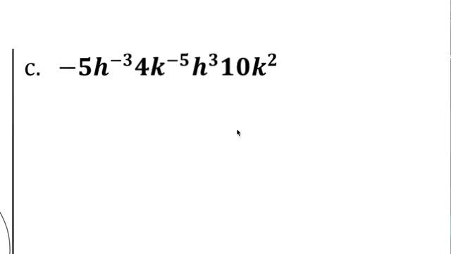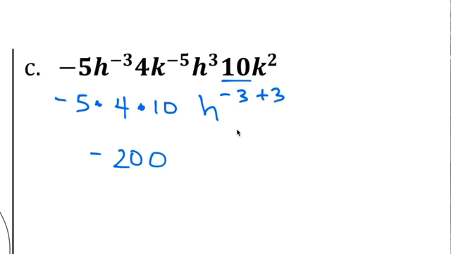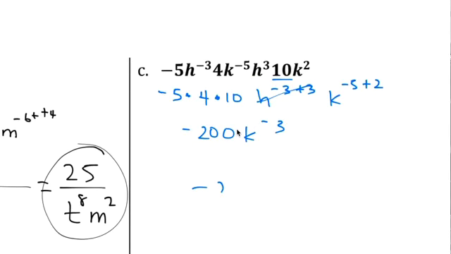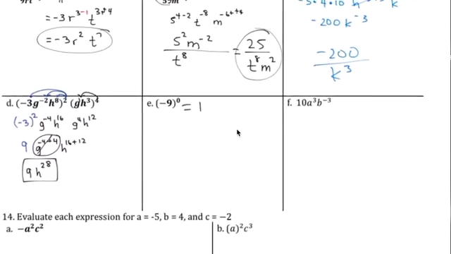Okay, when you're multiplying, you're adding exponents. So we got a coefficient of negative 1 times 5, which is negative 5. Coefficients of 4, coefficients of 10. They don't have any exponents, so we can multiply that. So we get negative 200. All right, and then we got K, H first. H to the negative 3, add 3, that's 0, so it becomes 1. And then K to the negative 5 plus 2, you get K to the negative 3, so your answer is negative 200 over K cubed. Same thing as the other one, right?